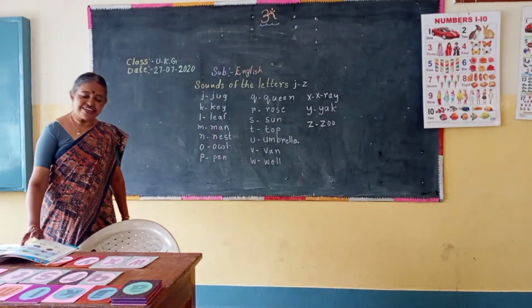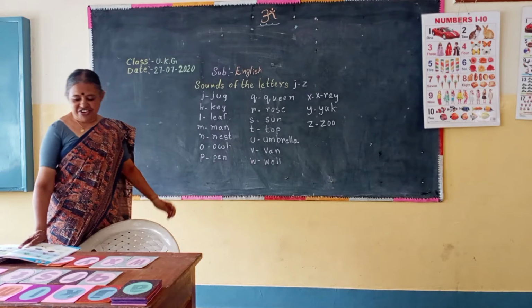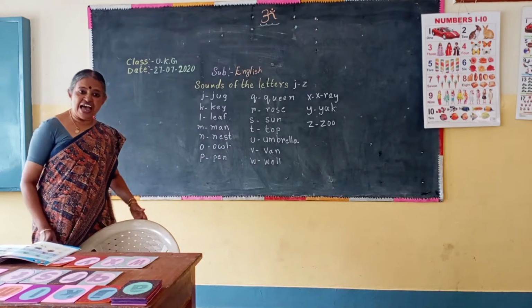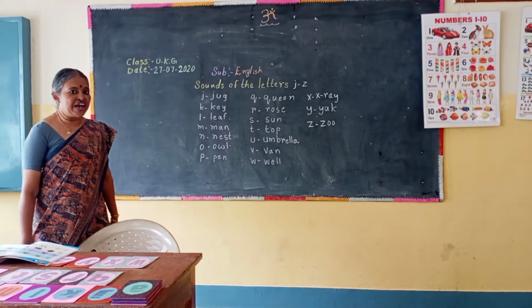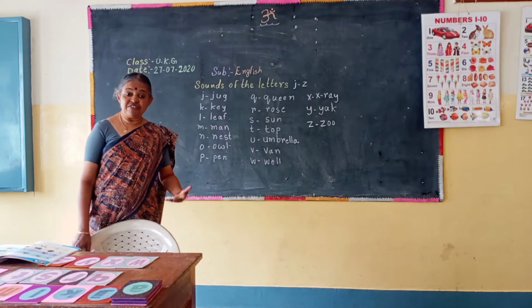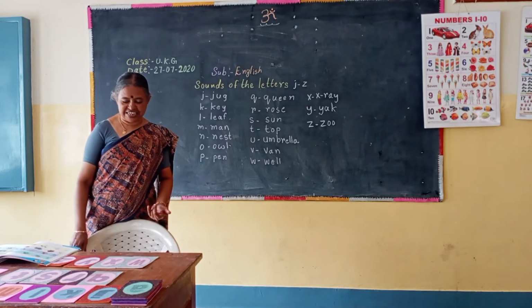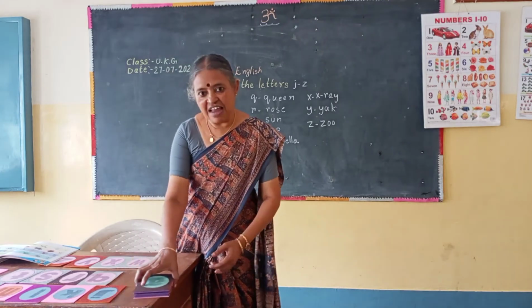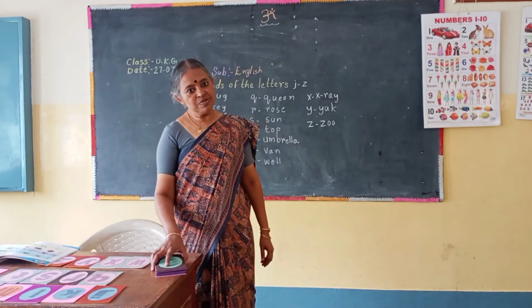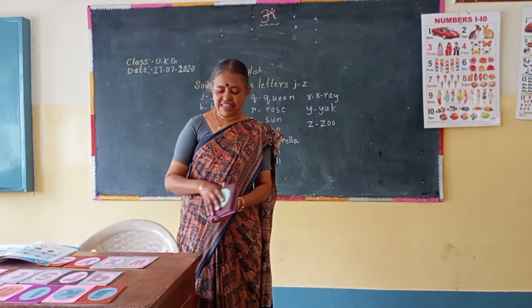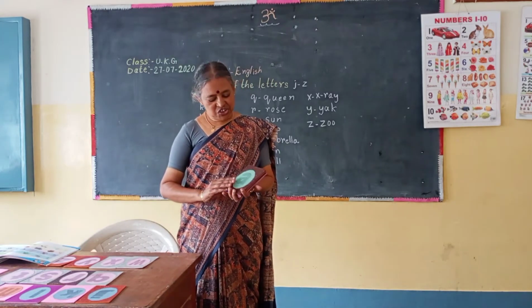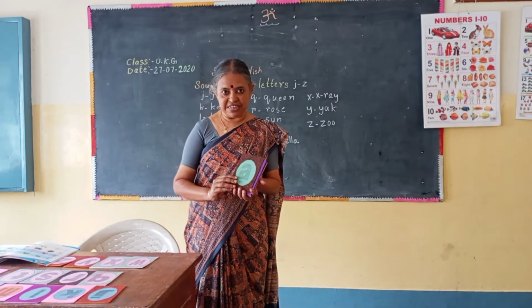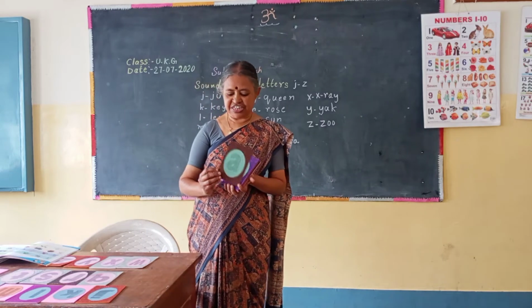Today's class is English class. You already know the alphabets which I have revised last week. Today we can start with the alphabets A to Z. Now I am going to show these alphabets A to I, children.